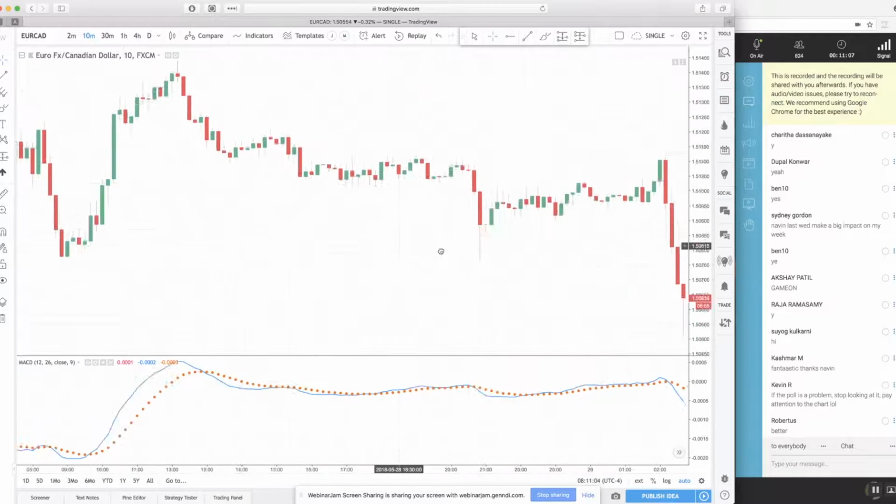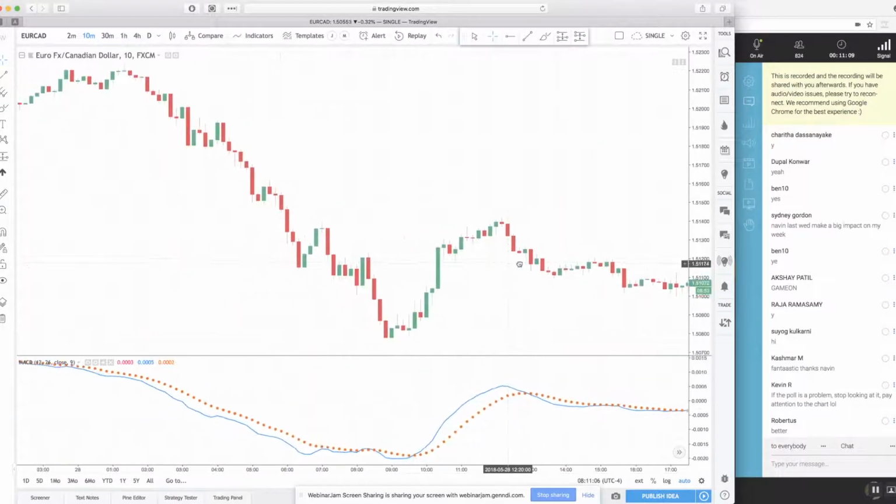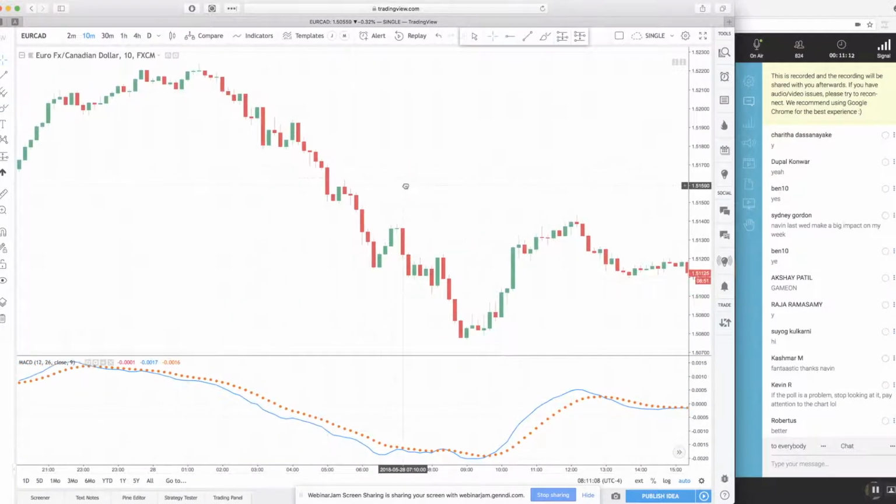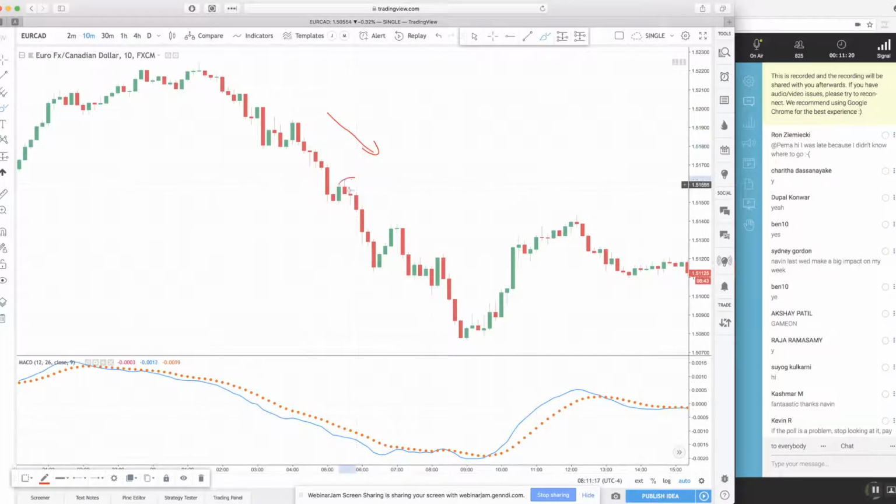Now, if the indicator that you're looking at is doing the same thing as your price. So let's take a look here. Notice this is a downtrend, right? Because we have lower highs and lower lows. So here's a high, it gets lower. Here's a low, it gets lower.